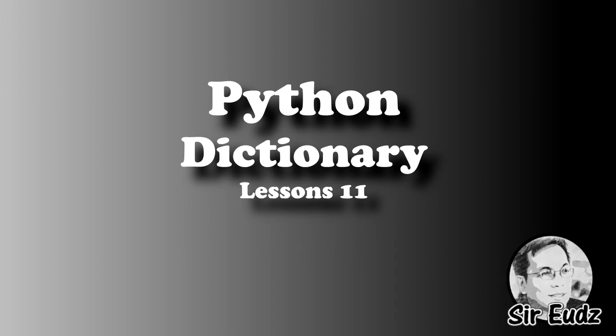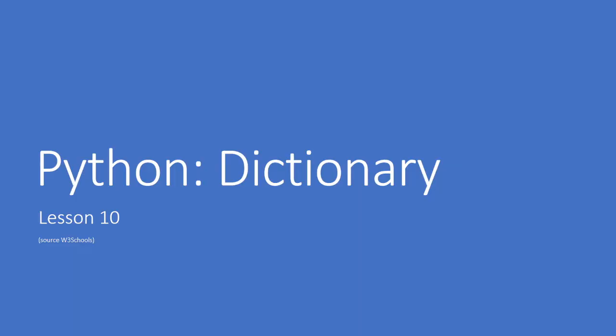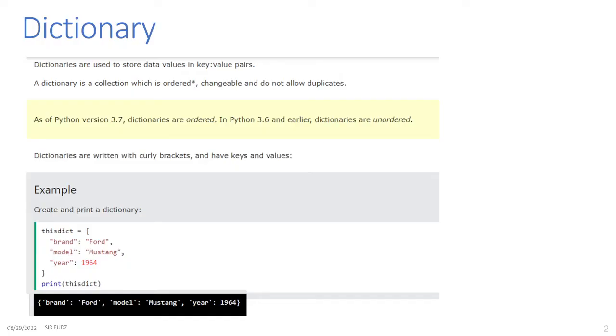For this tutorial, we'll be discussing dictionaries in Python. So it's time for you to open your Python interpreter and follow this tutorial. Dictionaries are used to store data values in key-value pairs. So we have the key, then a colon, followed by the value.